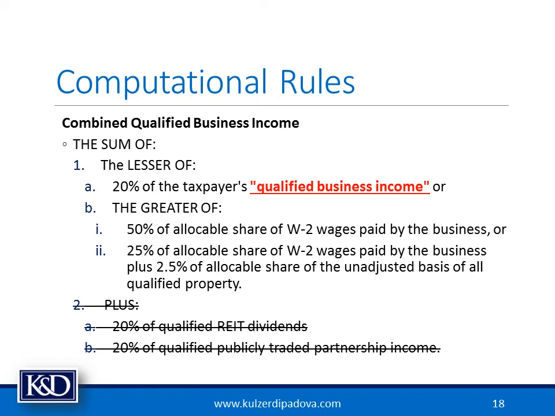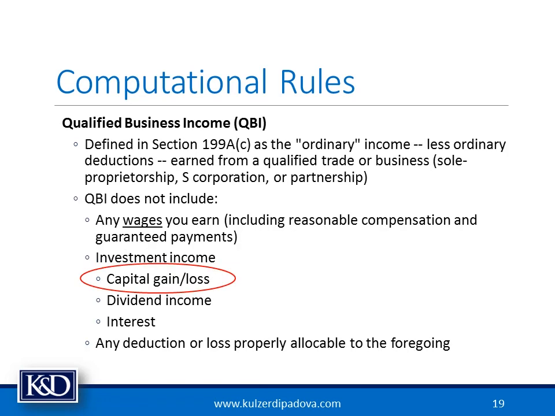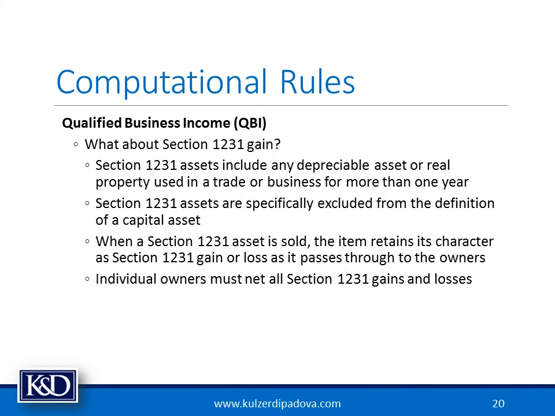So we're just going to focus on the top portion of the computation here and look specifically now at what is qualified business income. So qualified business income, just back to the statutory definition, is, as I've said before, ordinary income from pass-through entities. It doesn't include wages, which means reasonable compensation and guaranteed payments. It doesn't include investment-type income, so capital gains, dividends, interest, or any deductions or losses that are allocable to those items. I'm going to focus now on capital gain and capital loss, because there was a question that arose when the statute came out. Well, what do we do with 1231 gain?